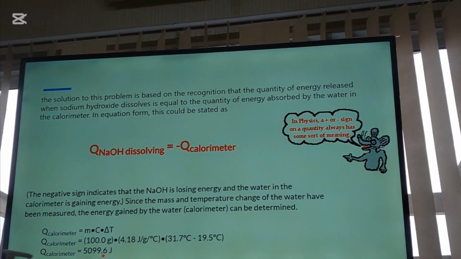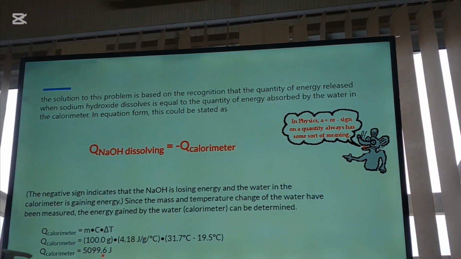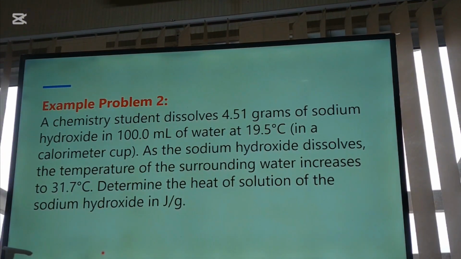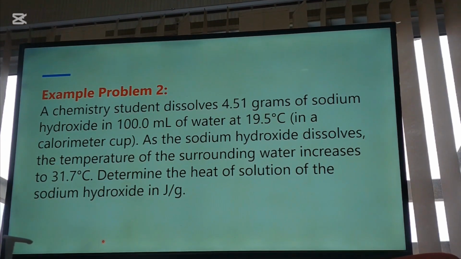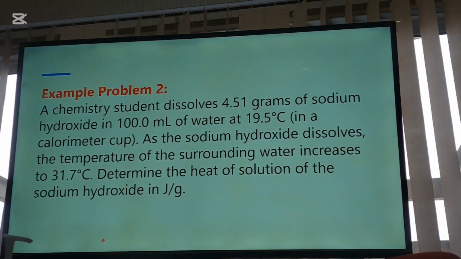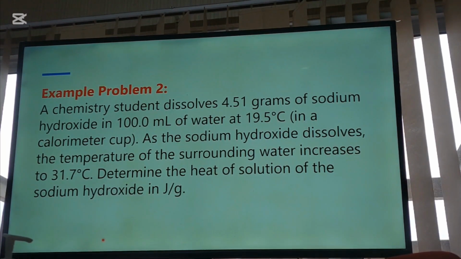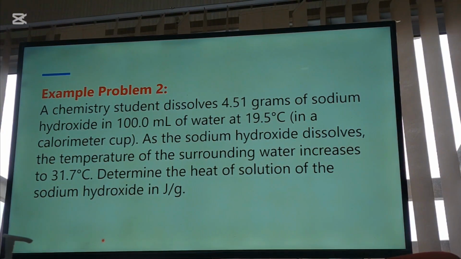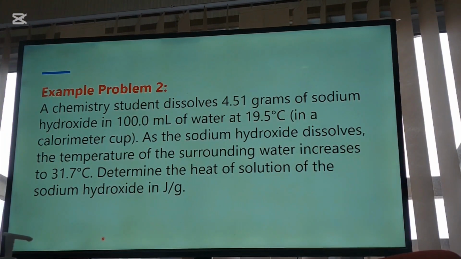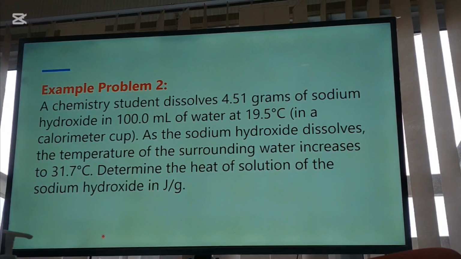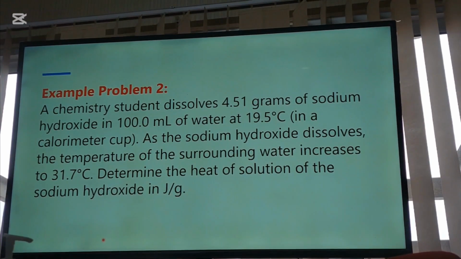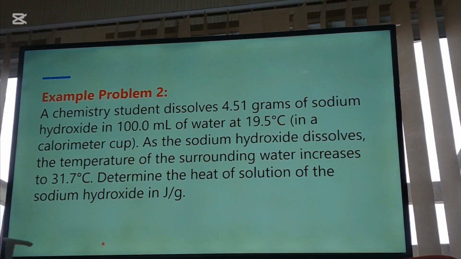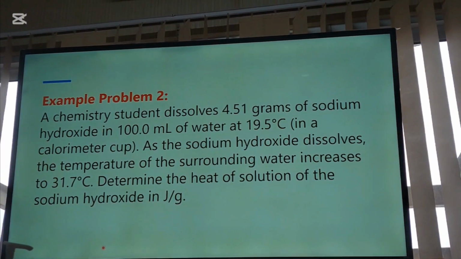How do we know that? From the problem, the water first is 19.5 degrees Celsius. So the temperature of the water is cooler than when we dissolve the sodium hydroxide. Same like hot water with an ice cube, the ice cube will gain energy from the hot water.